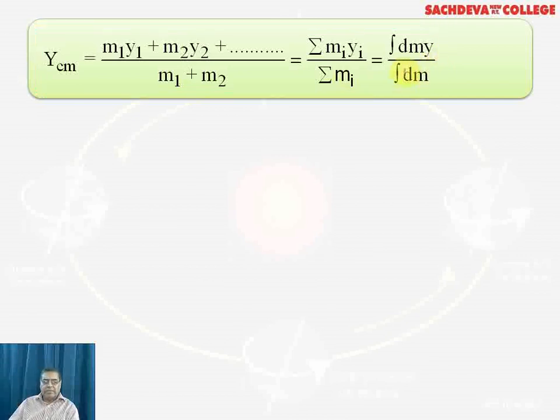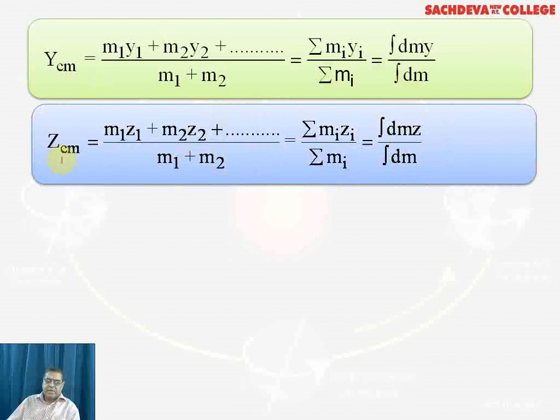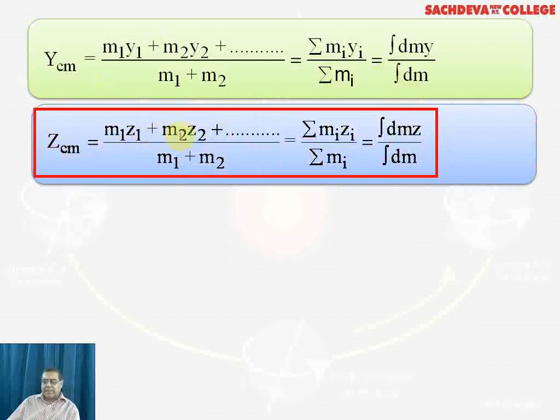Now, the same concept we have to apply for the z-axis, that is, the center of mass along the z-axis. It is given as m1z1 + m2z2 + and so on, divided by m1 + m2 + and so on. In short, it can be written as summation of mizi divided by summation of mi. In integral form, it is the integration of z dm, with the integration of dm in the denominator.